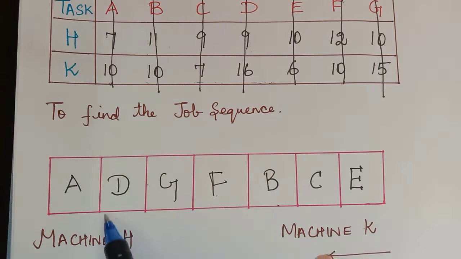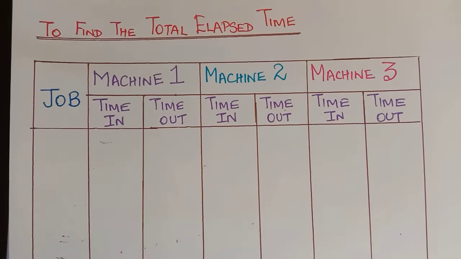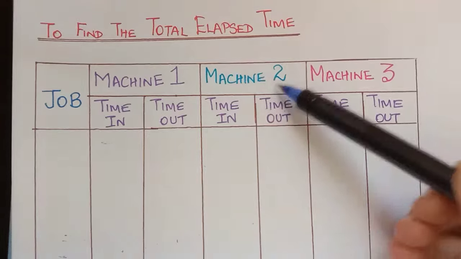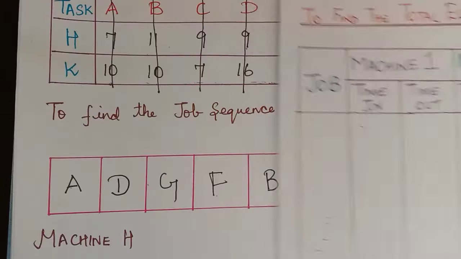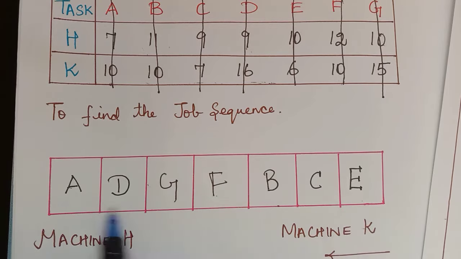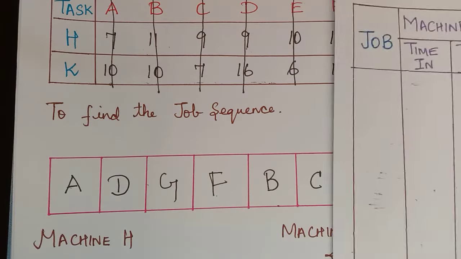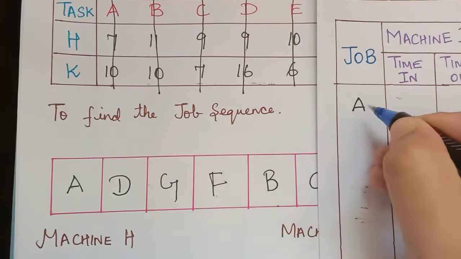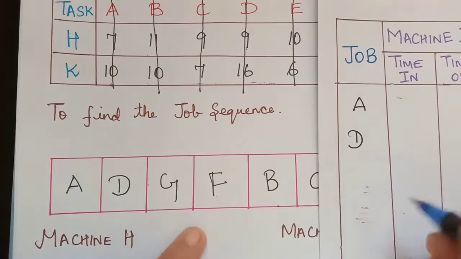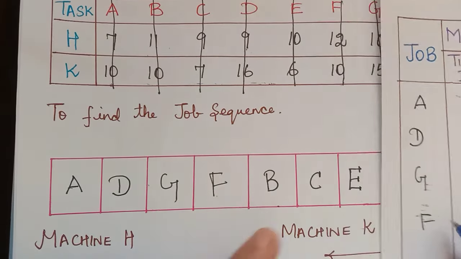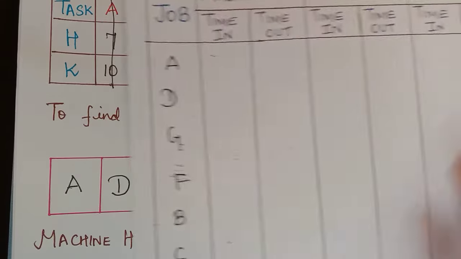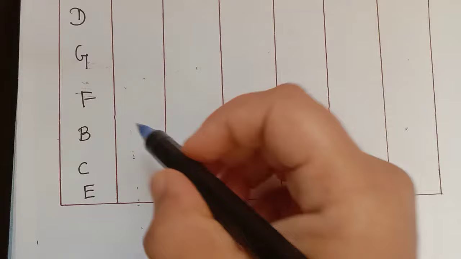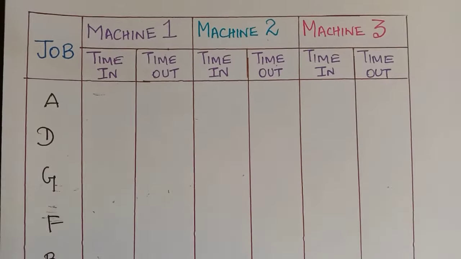So now let us solve the problem by considering this sequence. To find the total elapsed time, we have to consider this table where we have written job first, and then mission 1, mission 2, mission 3, and time in and time out for each of the missions. Now the job column has to be filled in the order of the job sequence we have found. So the first job is A, then D, then G, then F, then B, then C, and at last the job E. So in this order I have filled this column: A, D, G, F, B, C and E. Now we shall continue the problem with this.